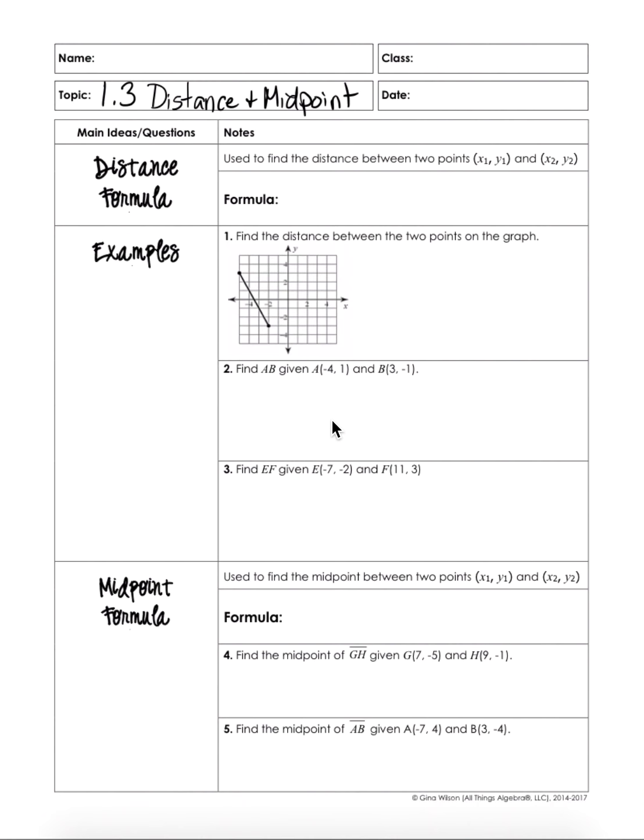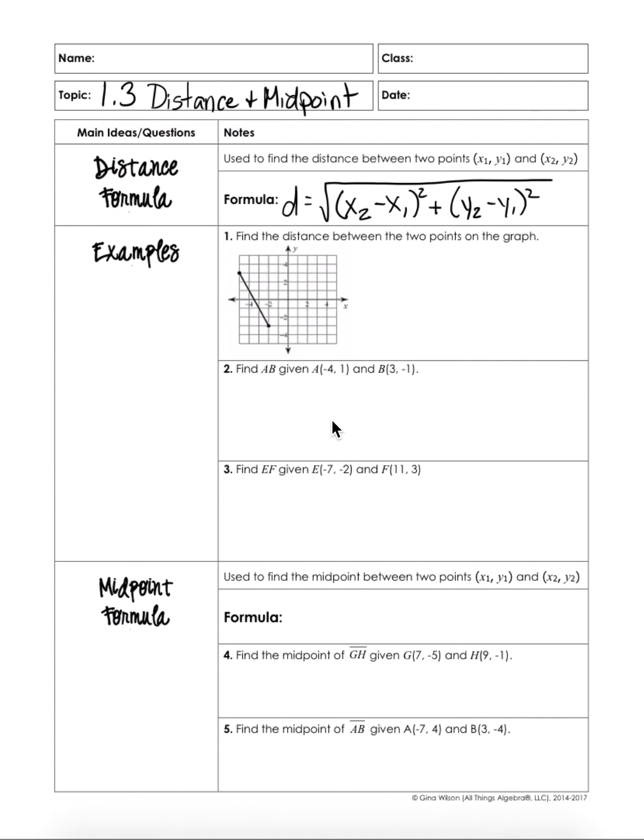Okay, so let's just first start with the distance formula. If you have two points on an xy plane, that remember we named the points x, y, so we have x1, y1, and we have x2, y2. Then you would find the distance by using the square root of x sub 2 minus x sub 1 squared plus y sub 2 minus y sub 1 squared.